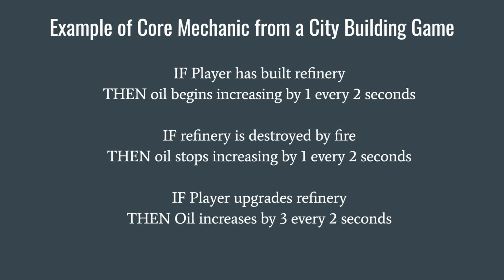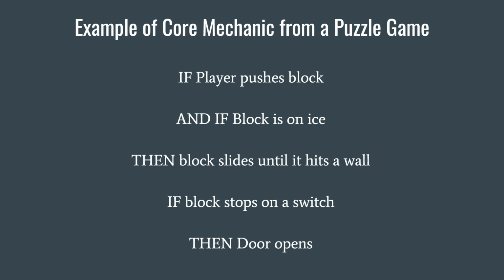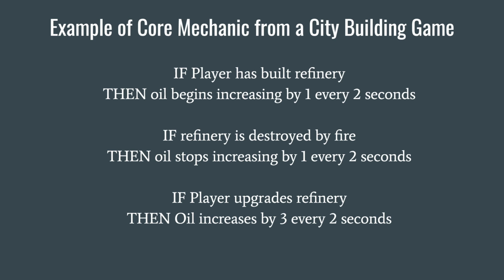Here's a core mechanic from a city building game. This also works into this discussion, the ideas about processes. So these, by the way, would be events, right? Block stops on a switch, door opens. That's one event. It happens once, and it's a one-time thing. Whereas a process, you have to define when it starts and when it stops.